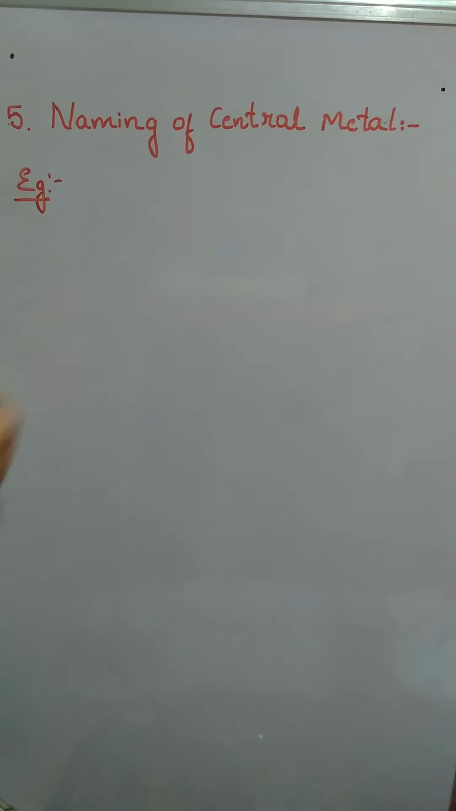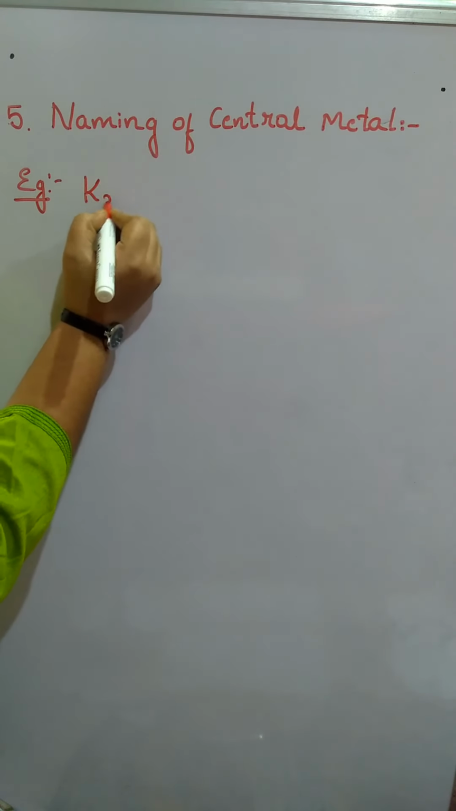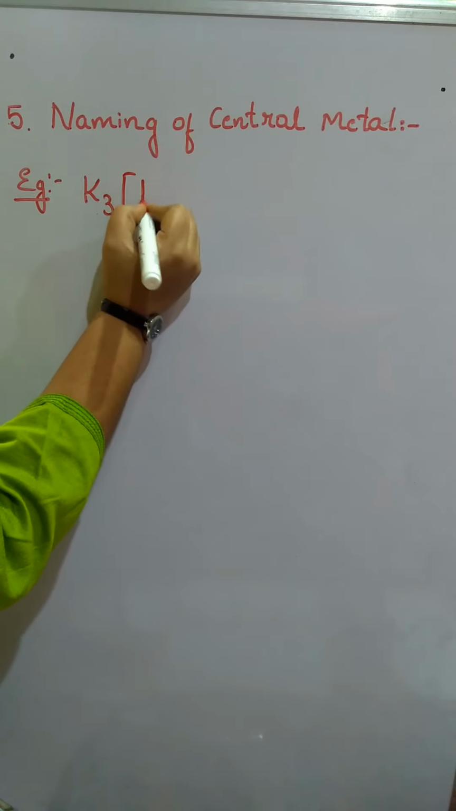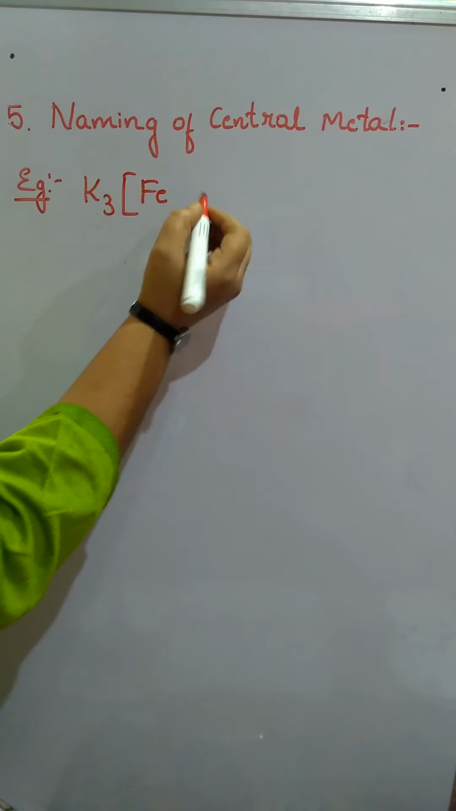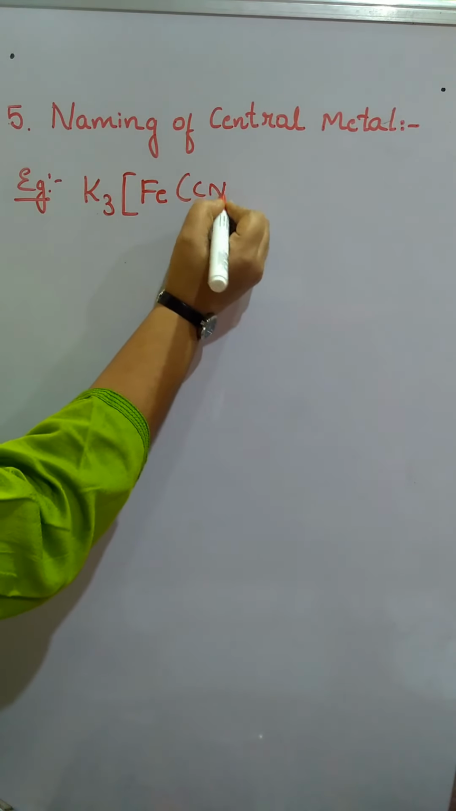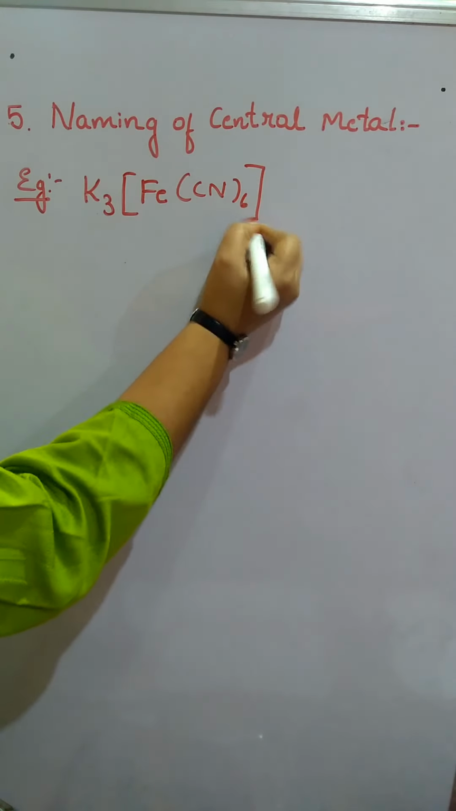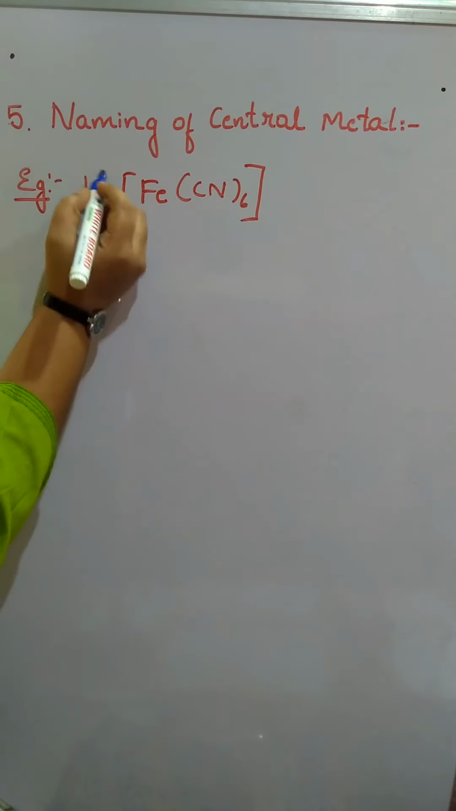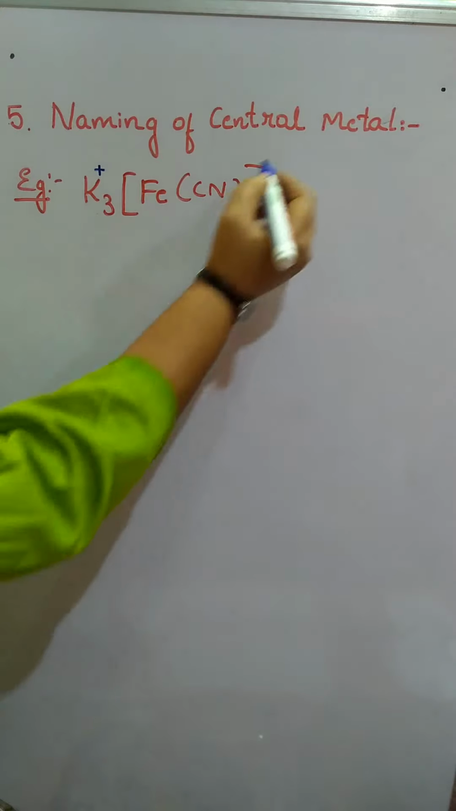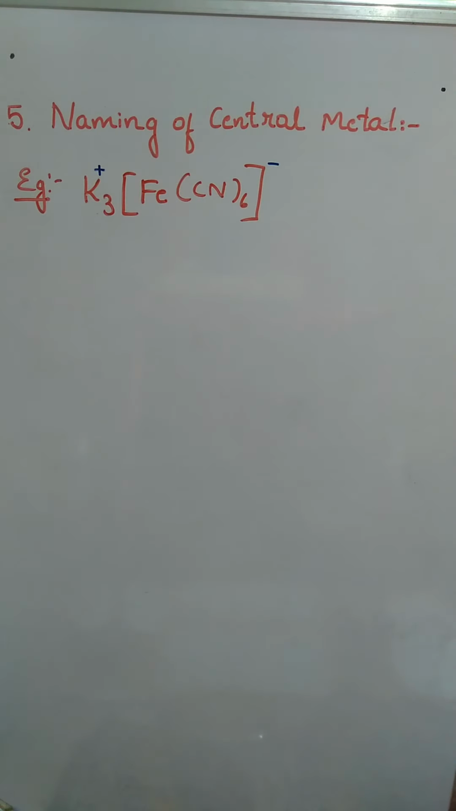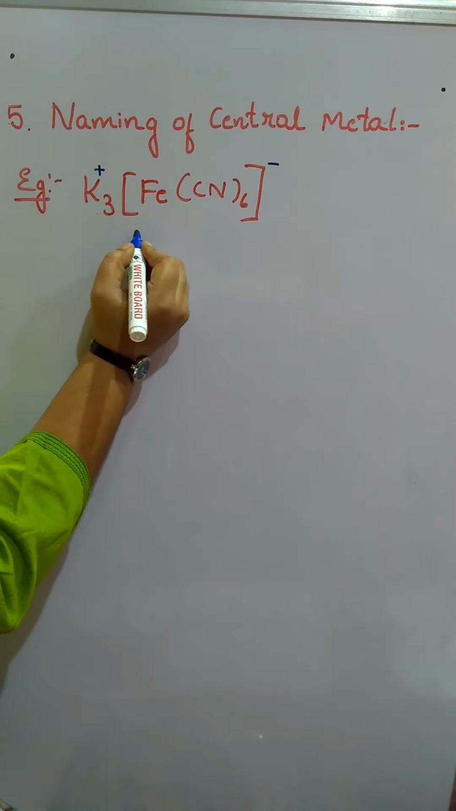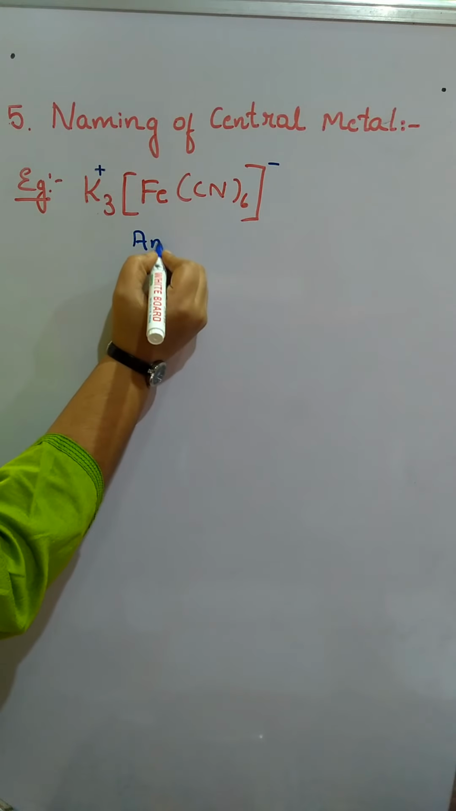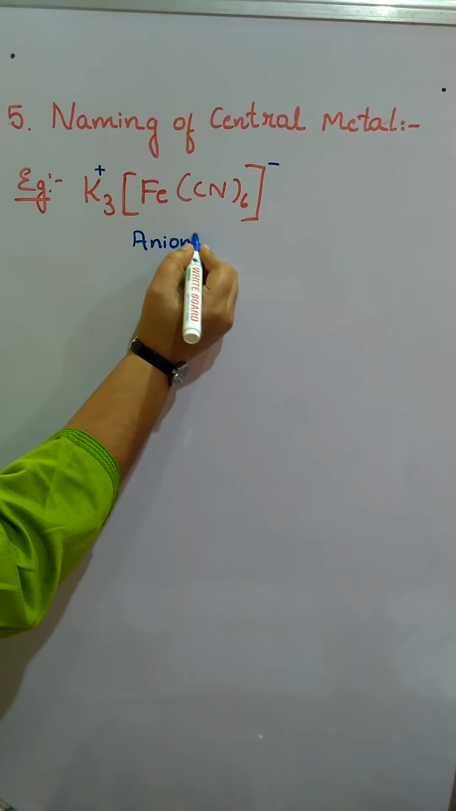Next example, K3[Fe(CN)6]. So this is also an anionic complex, potassium positively charged, so the complex is negatively charged. That is nothing but an example of an anionic complex.